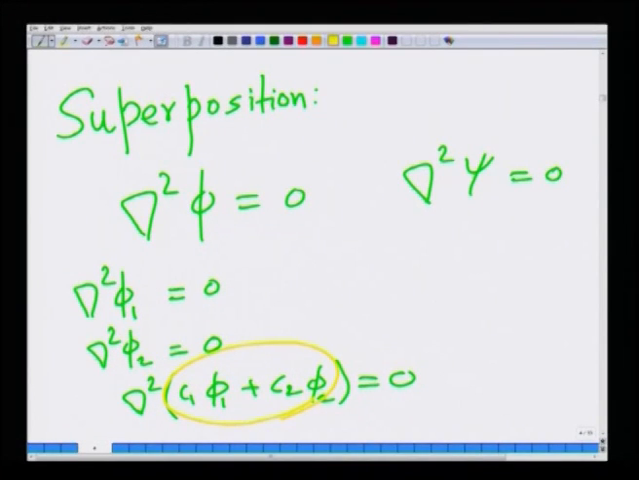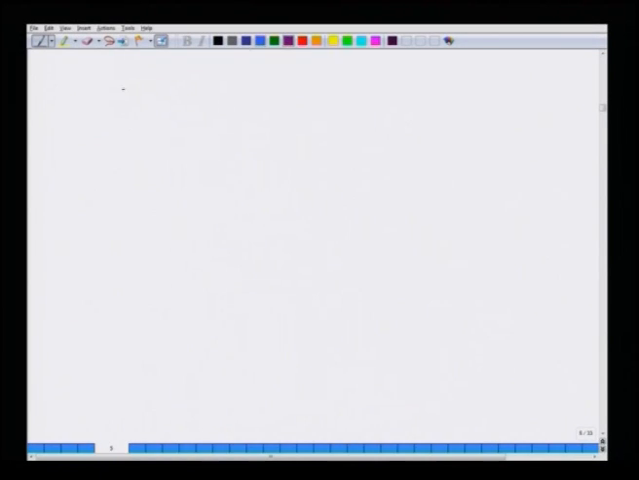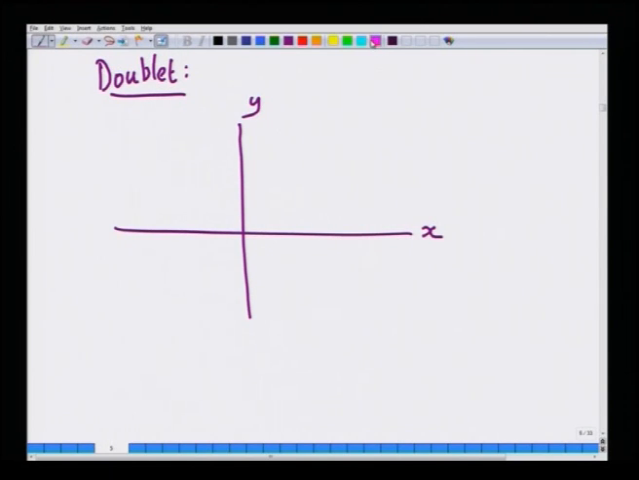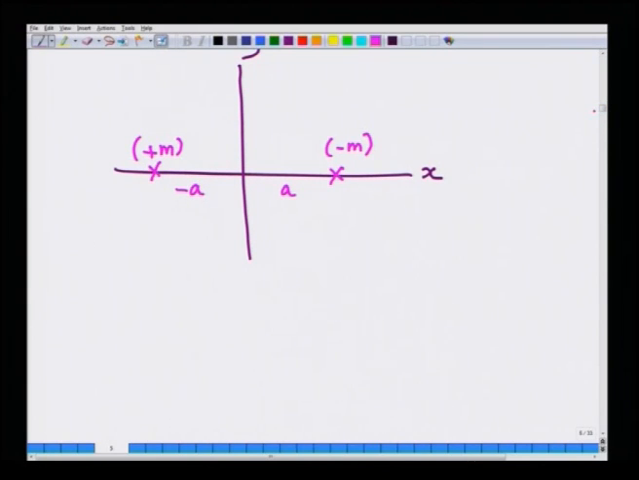I am going to illustrate this with a couple of examples. Let me do this for what is called a doublet or a dipole. Essentially you have in the xy plane a source of strength plus m at a distance minus a from the origin on the x axis, and a sink of strength minus m. We want to know what is the solution for this problem. This is called a doublet or a dipole, because you have a source and sink that are separated by a distance 2a.